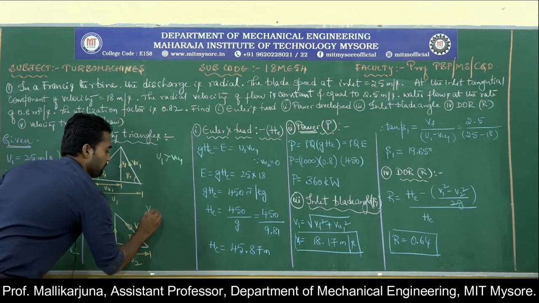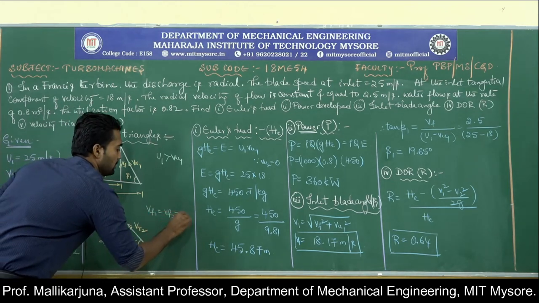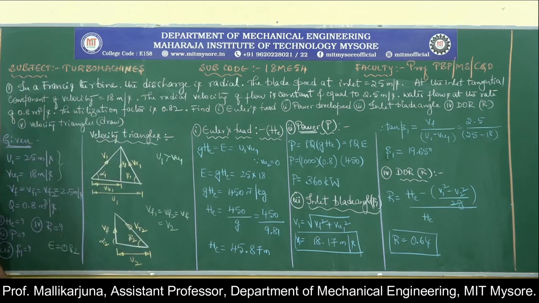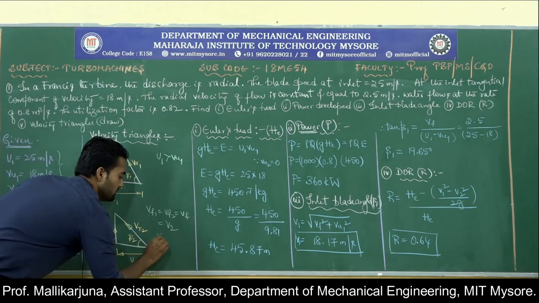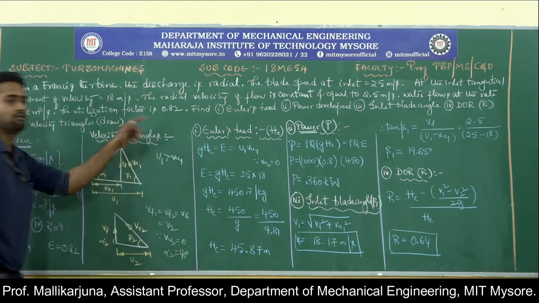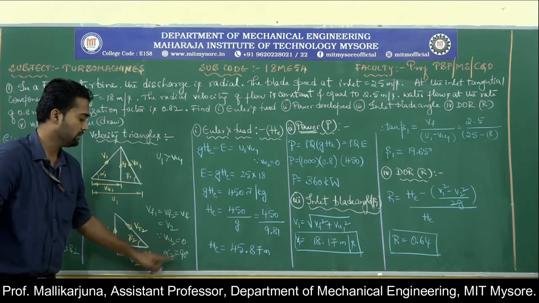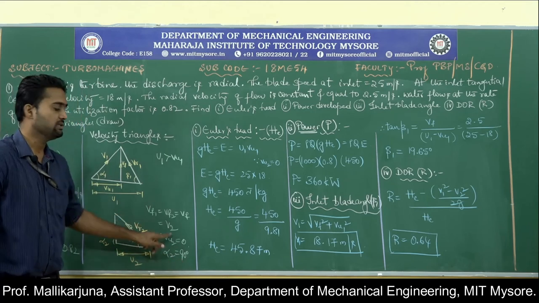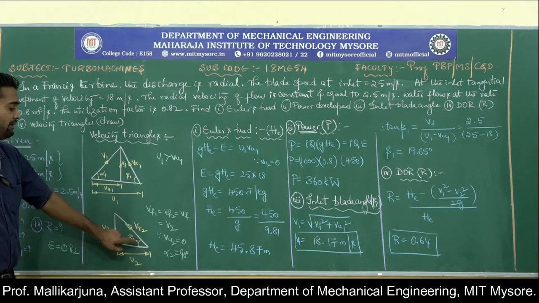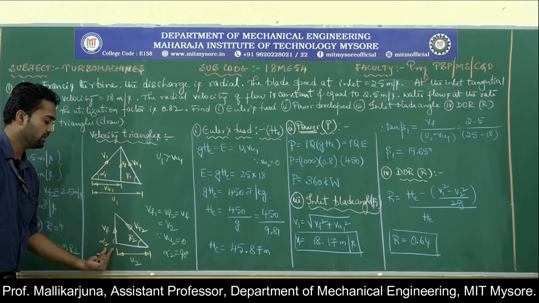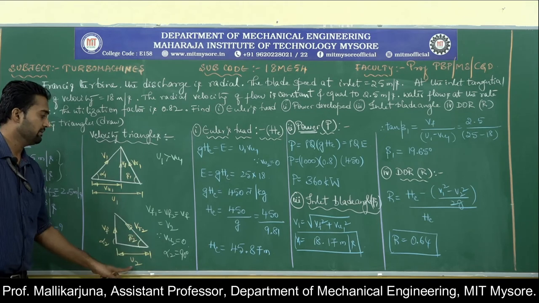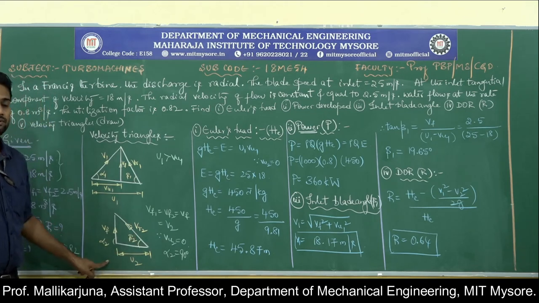Here, VF1 will be equal to VF2, which is equal to VF and which is also equal to V2, because VU2 is equal to 0 and alpha 2 is equal to 90 degrees for a radial flow turbine. So VU2 equal to 0 and alpha 2 equal to 90 degrees makes VF equal to V2. Beta 2 is the angle made by VR2, and VU2 is equal to 0 at this portion. Because of that, alpha 2 is 90 degrees, and the distance between VF and VR is nothing but U2.